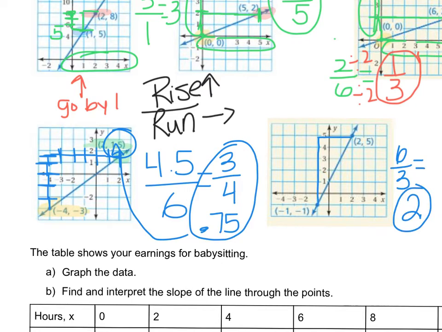Okay, so on that last one, we went up 6 and over 3. So rise is 6, our run was 3, and 6 divided by 3, we got 2. All right, great job. Let's go ahead and go to the bottom.